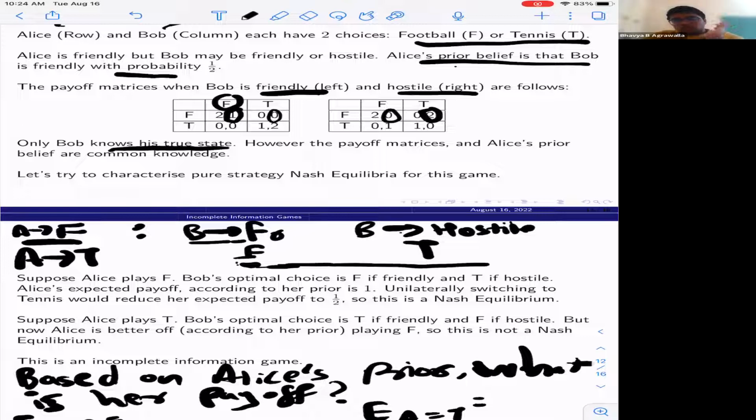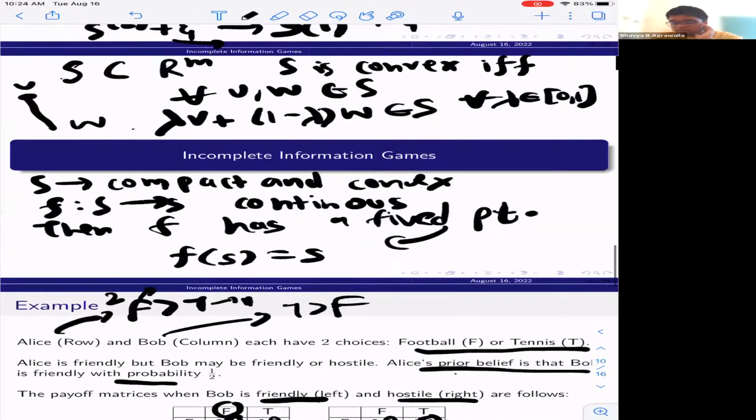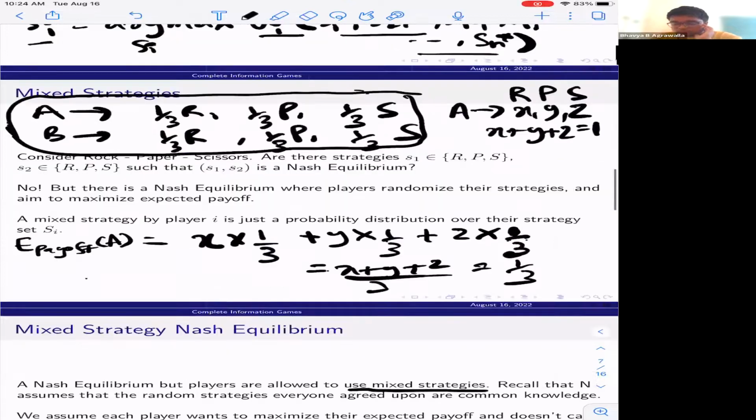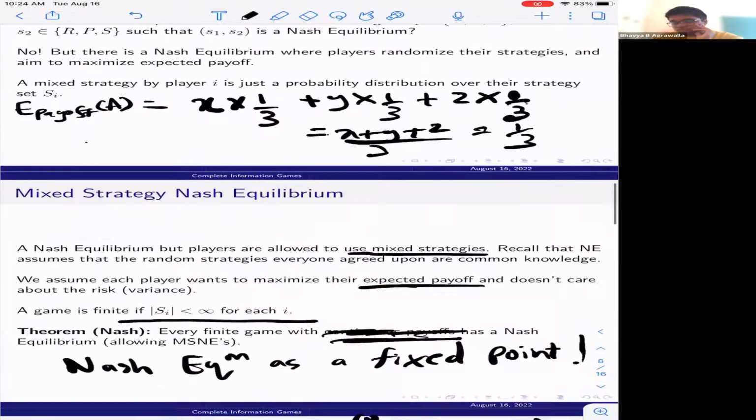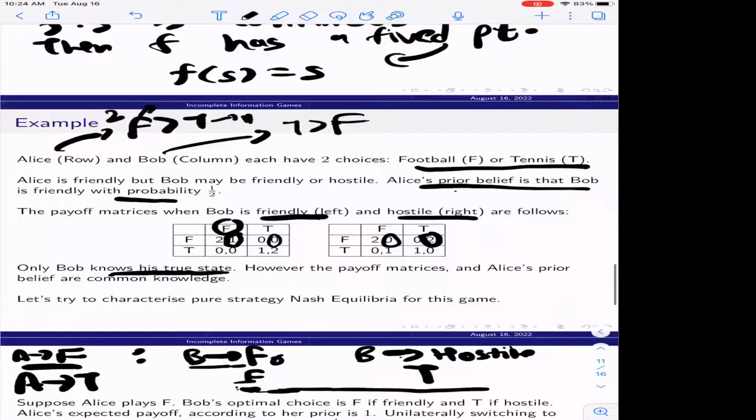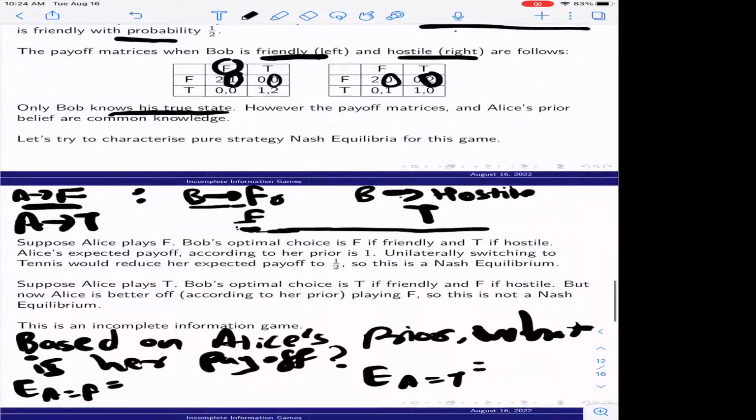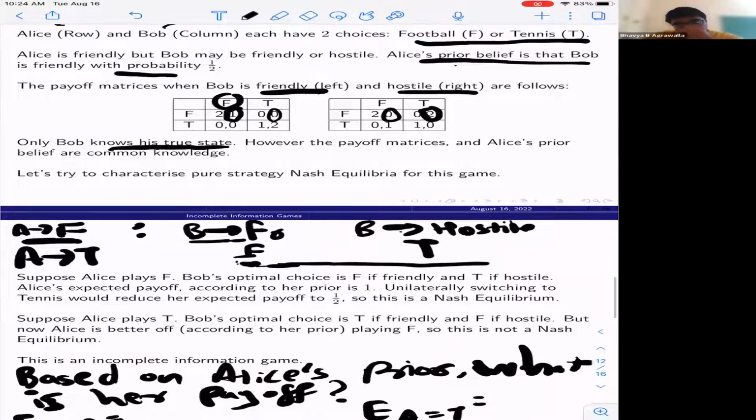Sorry? Bob doesn't care about Alice's payoff. Bob only cares about his payoff. So that thing we had established at the very start, that every player just wants to maximize individual payoff. They don't care about other people's payoff. Okay, then I guess it is tennis or football, both work.